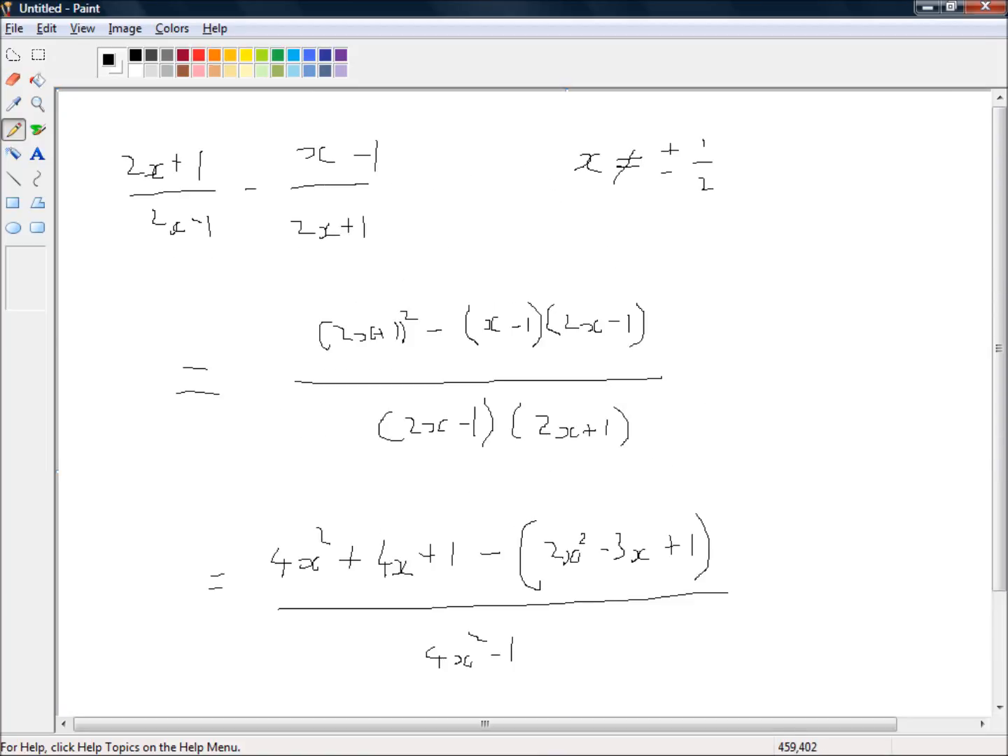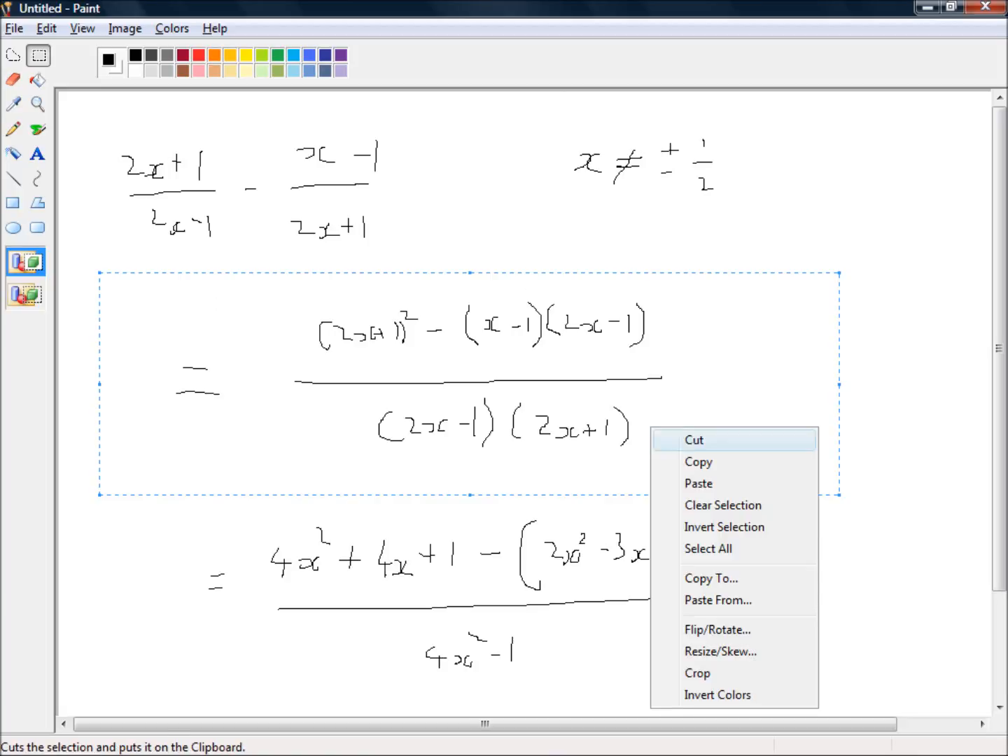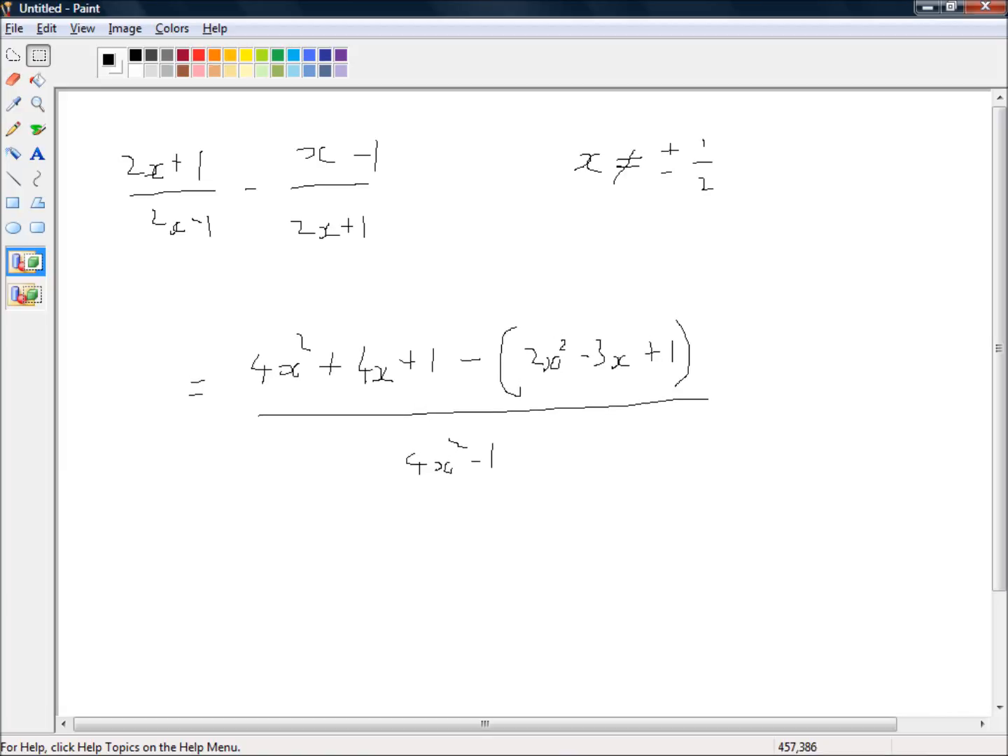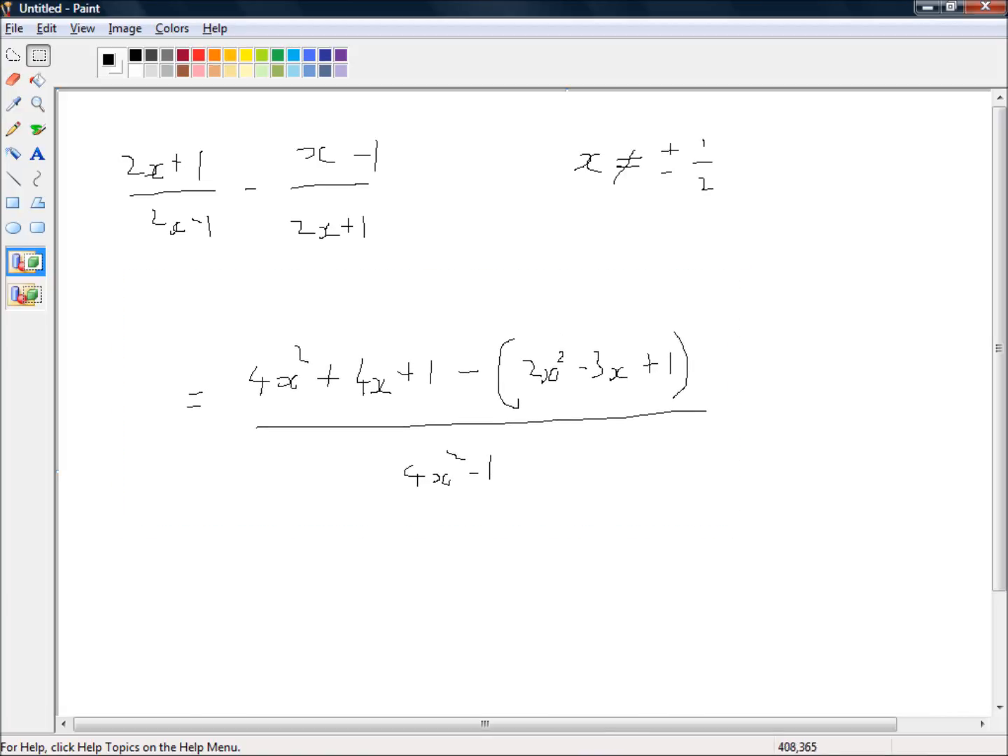And I'm out of space, so I'm going to create some space for myself. Get rid of this step. Bring this up. And now I've got some space to work with.